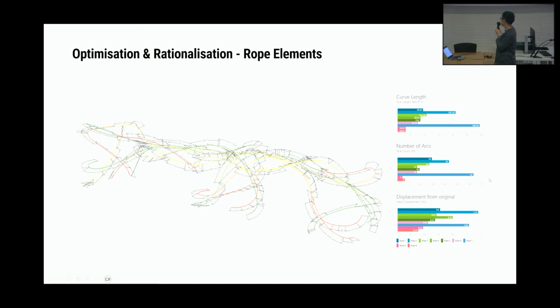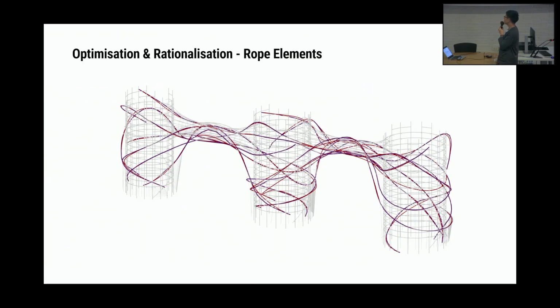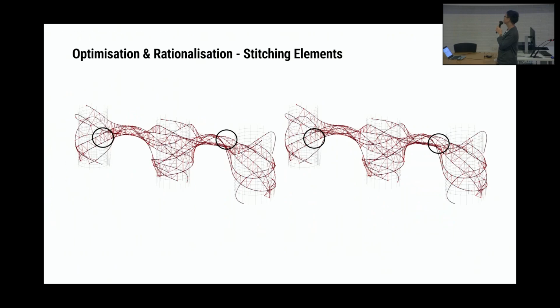So checking, for example, the radiuses and lengths of all these elements to make sure that they actually can be prefabricated, but also brought onto site. Using Octopus to optimize these elements according to different parameters, and then comparing them to the original artist's intent and the optimized version.